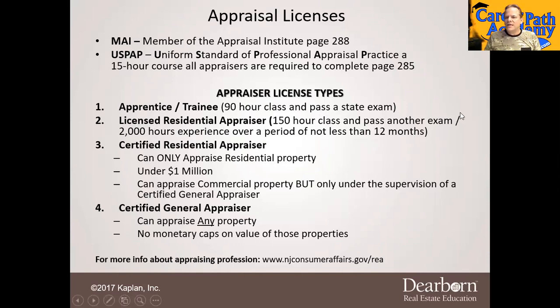And then you still can't appraise properties on your own. You still have to work underneath one of the certified types of licensees. Now, a certified residential appraiser can only appraise residential properties under $1 million.